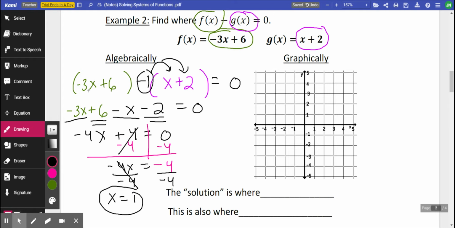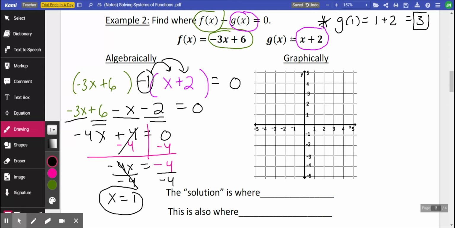What does that even mean? So basically what that means is that I figured out where this equation is true, right? So this equation is true where x is equal to 1. If I want to find my y, all I have to do is plug it into any one of these equations to figure out the y. Let's say, for example, I want to plug it into this one here, the g. I know that x is equal to 1. So when I plug in 1, g of 1 is going to be 1 plus 2, which is going to give me the value of 3.